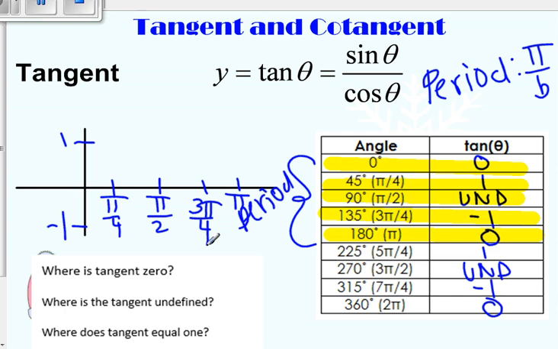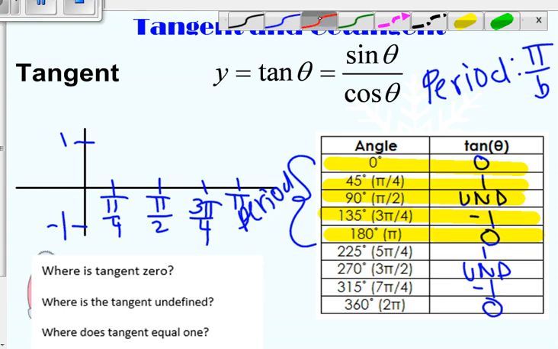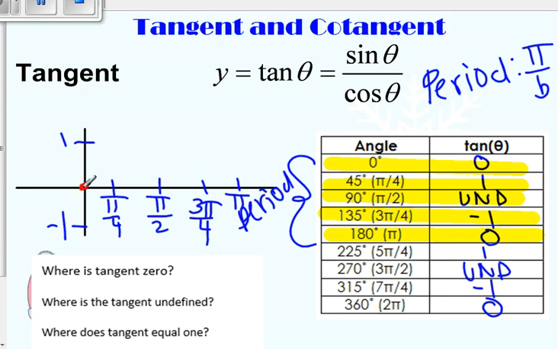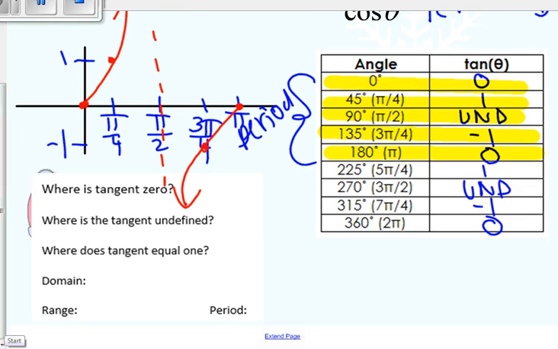So at 0, we said the value was 0 again. And then at pi over 4, it was 1. And then we have an undefined. And remember, undefined means we're going to have an asymptote. So we have an asymptote there at pi over 2. And then at 3 pi over 4, we're at negative 1. And at pi, we're back at 0. So these graphs go on forever towards their asymptotes, okay? Never actually reaching them. So let's talk about the domain, range, and period.